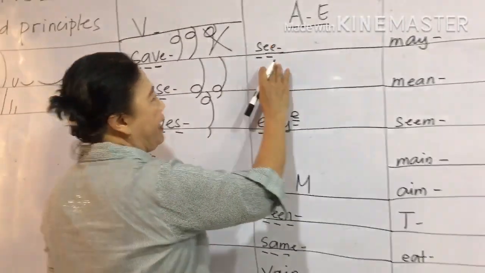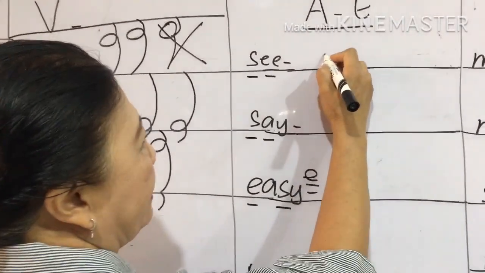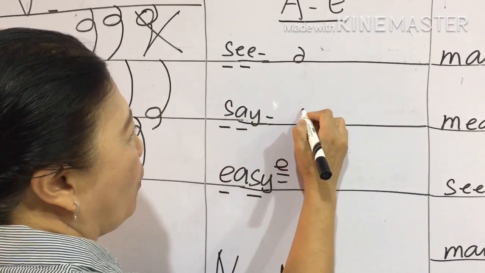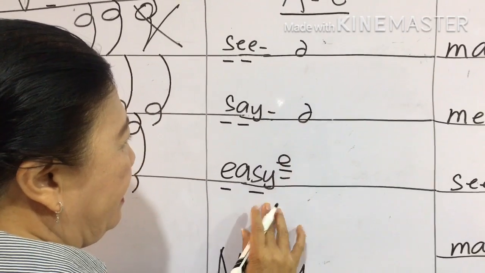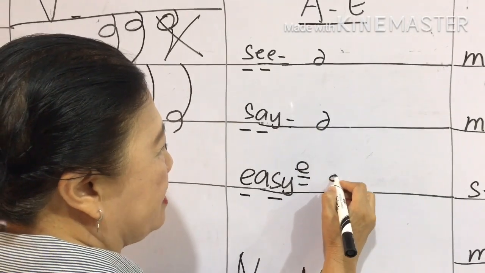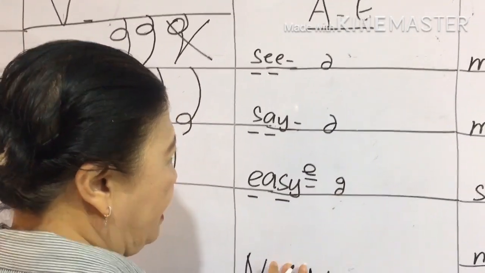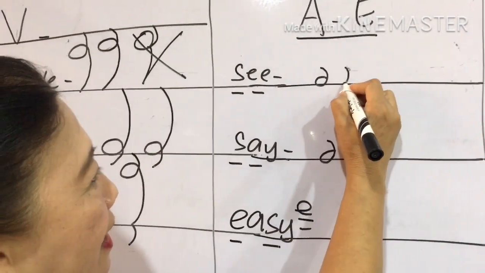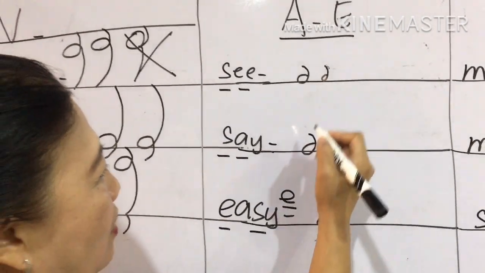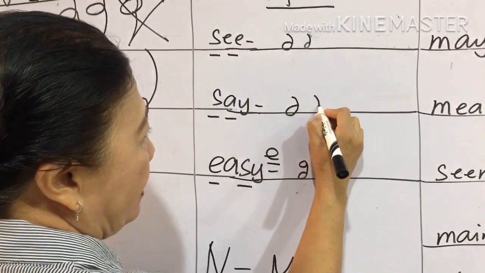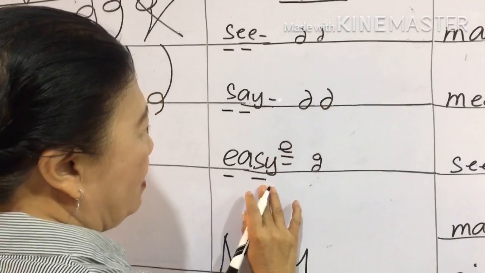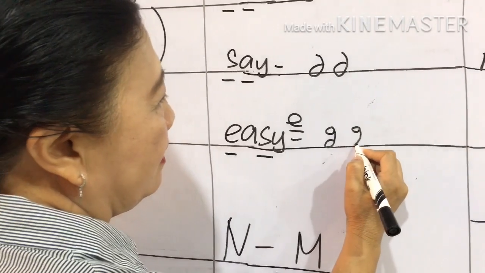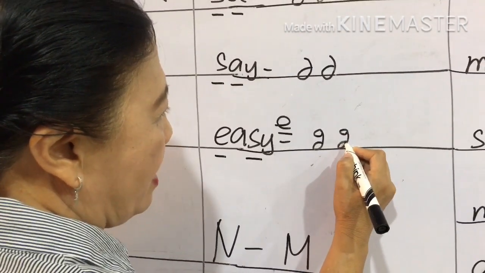Okay, let us now combine. We use the right S, then clockwise. Then say, we have a quarter space, then A. Then for easy, we have clockwise S and clockwise E. Again, how to write the C? We have a quarter space, right S, and the E. For the word say, we have right S and A. For the word easy, we have clockwise E, then right S and clockwise E.